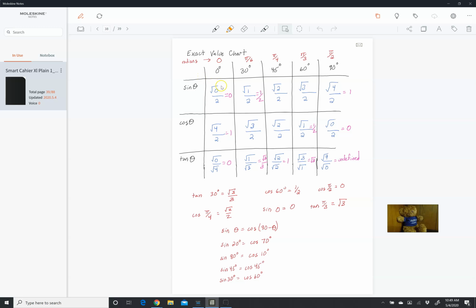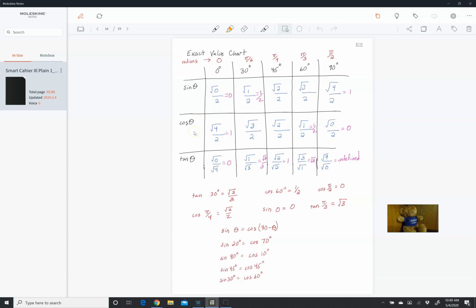But we said, okay, so we have 0 degrees, 30, 45, 60, and 90. These are angles that we know the exact values of, meaning we know the exact value of the sine, the cosine, and the tangent. Okay, note that we would also know the exact value of the cosecant, the secant, and the cotangent because they're just the reciprocals.